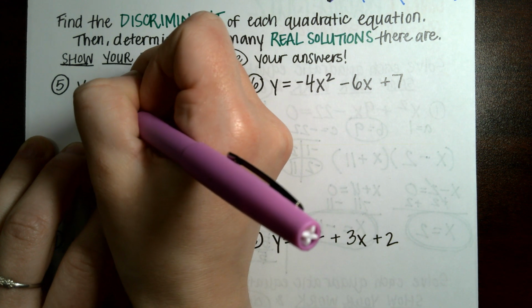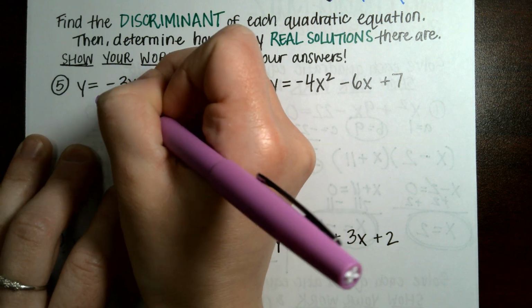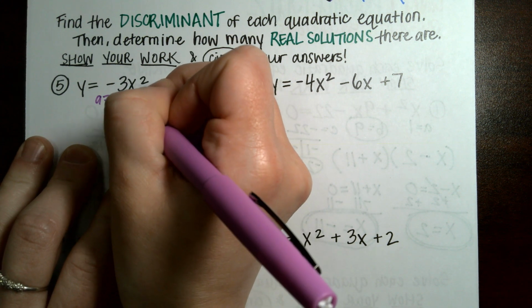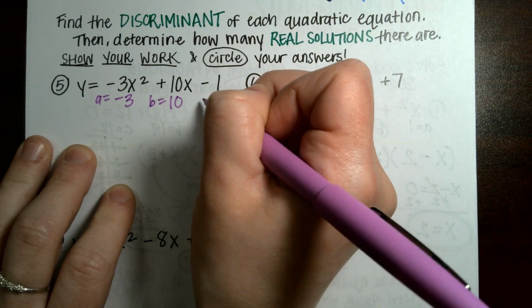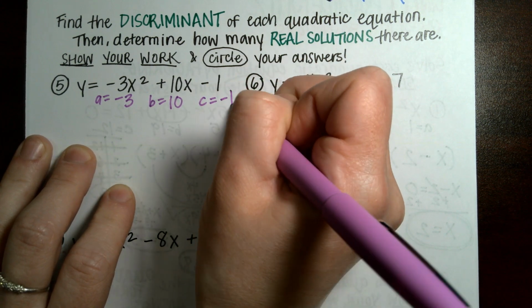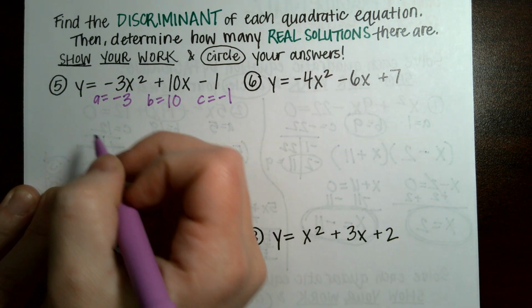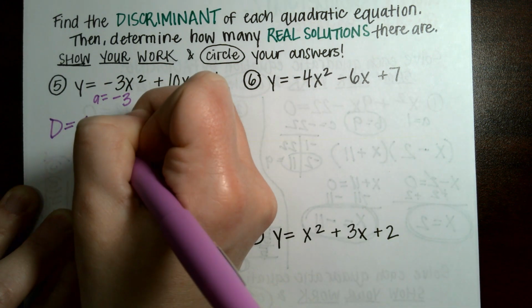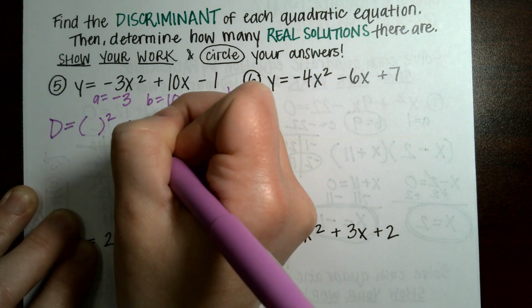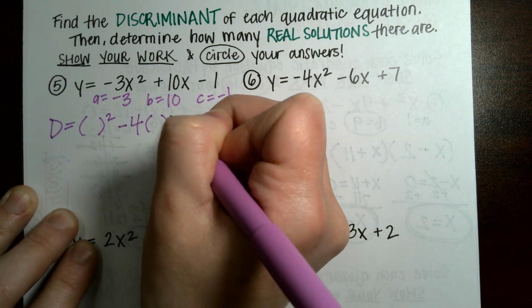Yes, always your first step is to label your A, B, and C. My A is -3. My B is 10, and my C is 1. So now I'm just gonna write out the formula and plug values in. B squared minus 4 times A times C.